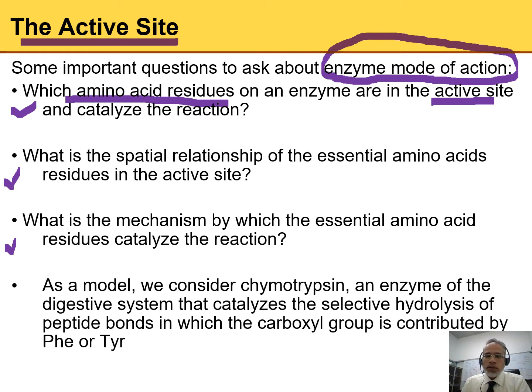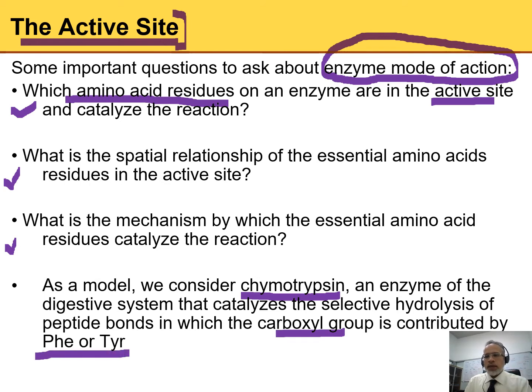To answer all these 3 questions and to answer this notion of active site, we'll look at chymotrypsin. You have to memorize this name. Chymotrypsin is an enzyme of the digestive system, and it is involved in breaking down proteins for food. So it digests food, specifically proteins. The way it digests protein, it breaks down proteins into amino acids. It carries out a selective hydrolysis of the peptide bonds in proteins, in which the carboxyl group of the peptide bond is coming from aromatic amino acids.